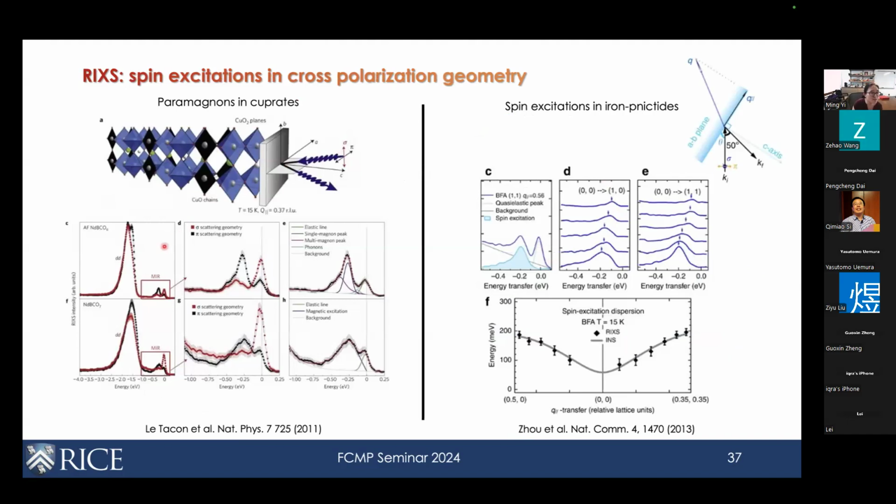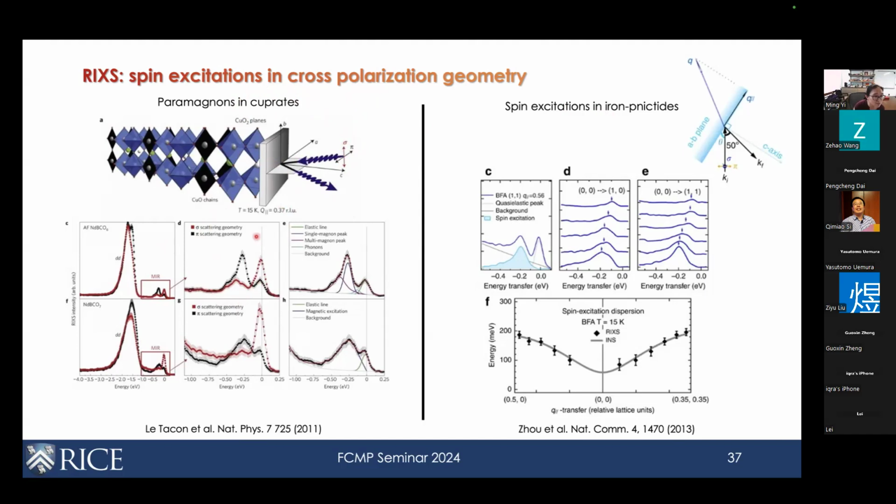Okay, so why do we want to use RIXS? As these samples are quite small, they are not very accessible by inelastic neutron scattering to look at magnetic excitations. There is plenty of work demonstrating that you can see spin excitations by using a cross polarization geometry. If you use your polarization in this pi geometry, then what you see are these spin flip excitations, right?